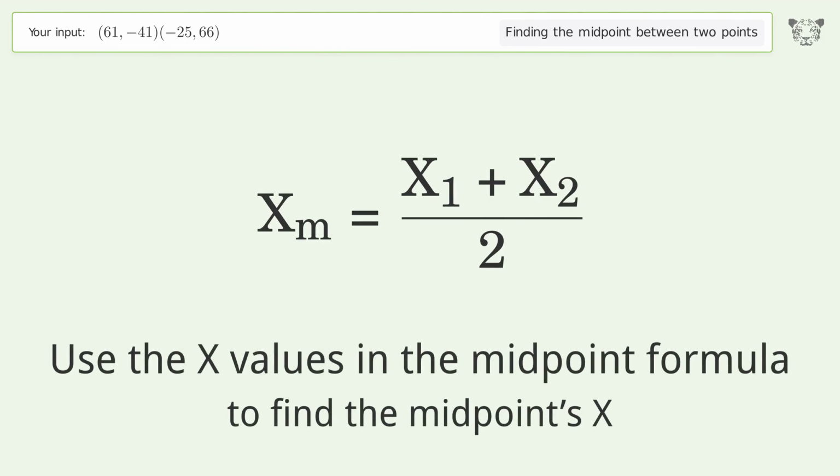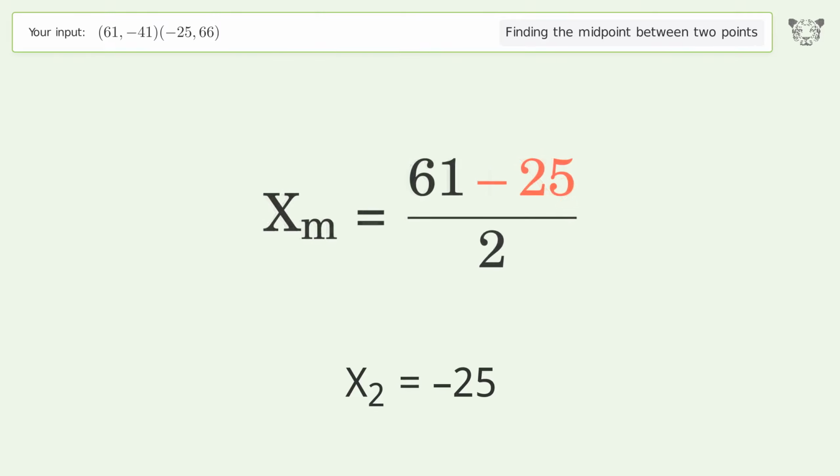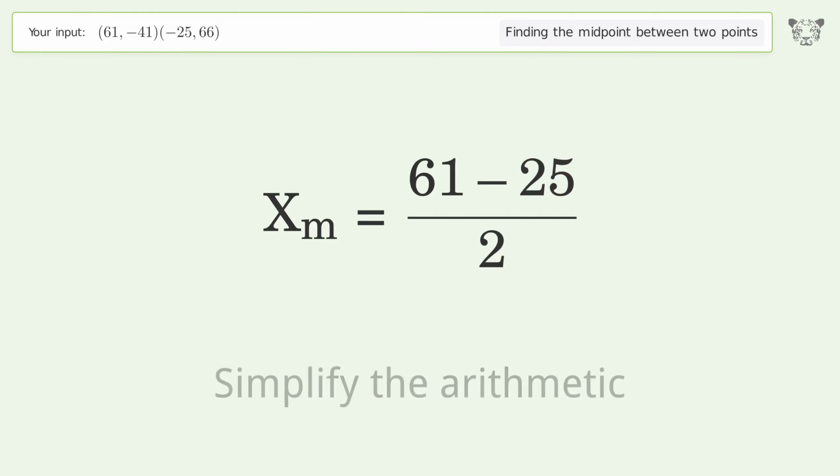Use the x values in the midpoint formula to find the midpoint's x. x1 equals 61. x2 equals negative 25. Simplify the arithmetic.